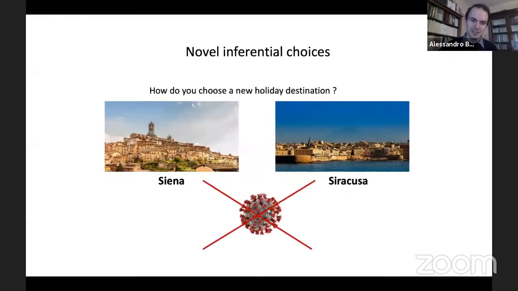Of course, this is not the case in 2020 because of the coronavirus, so you shouldn't go on holidays probably in the next few weeks.